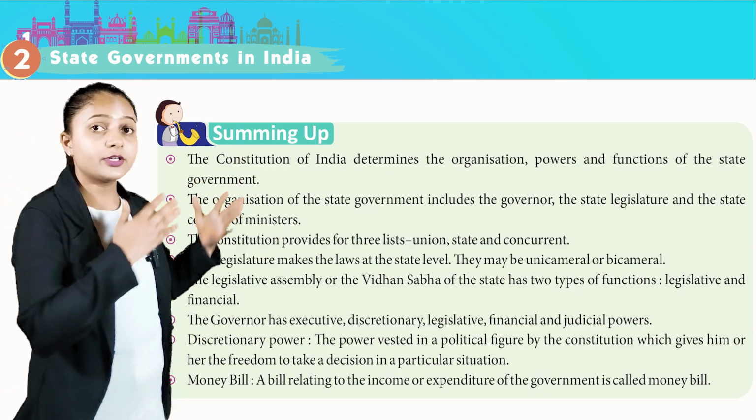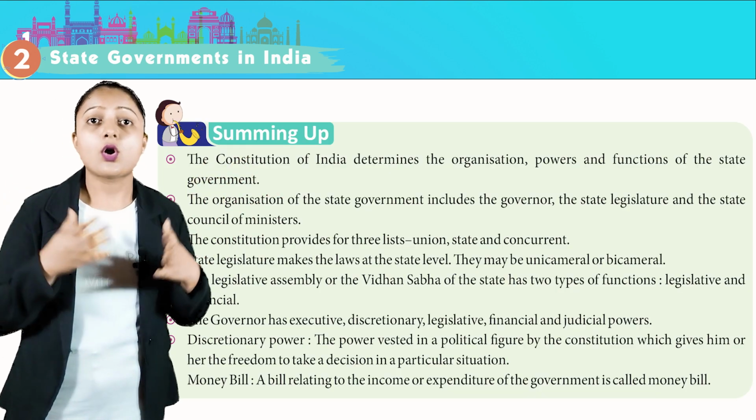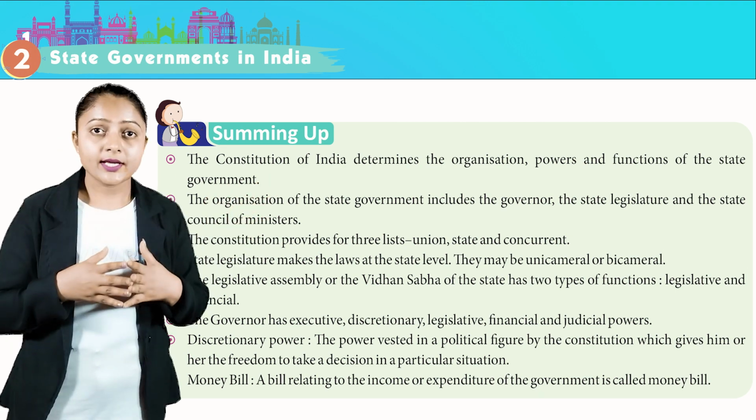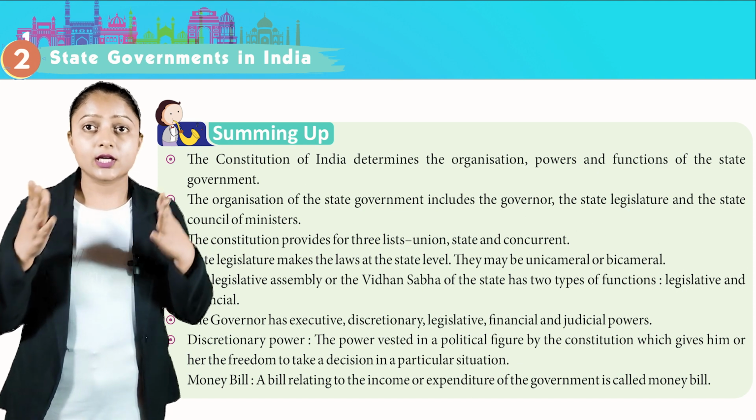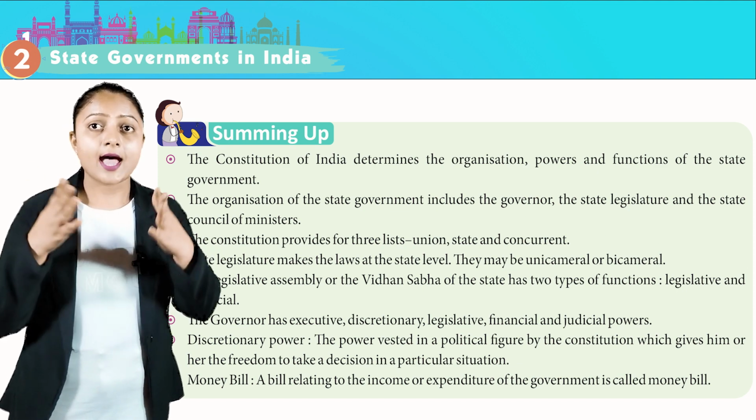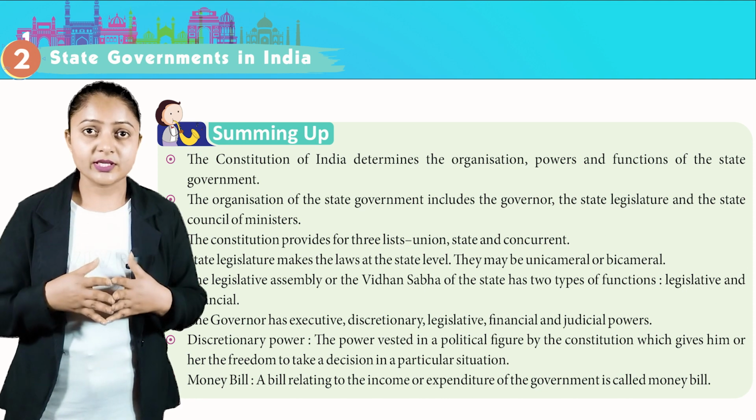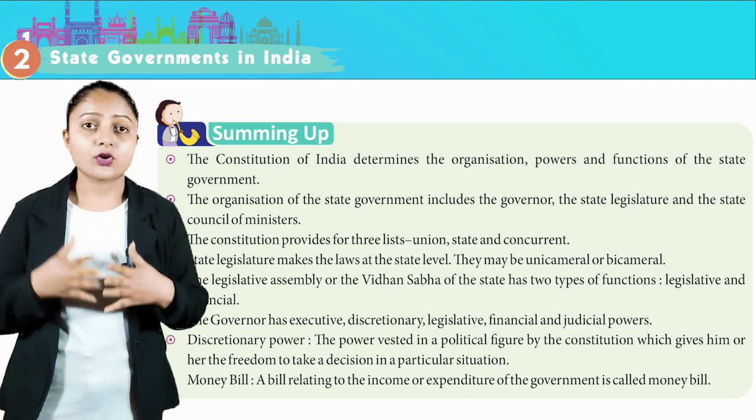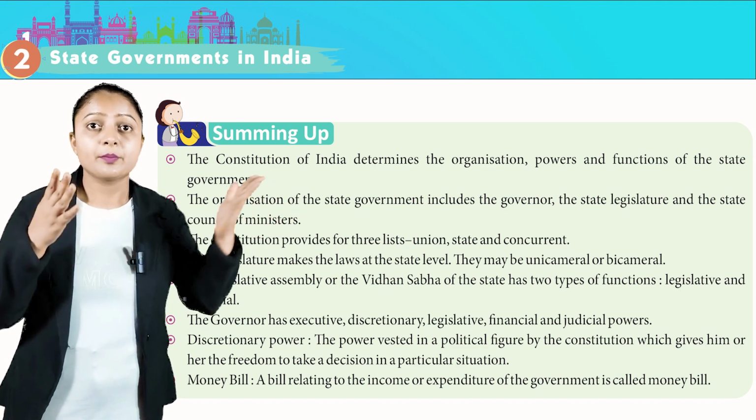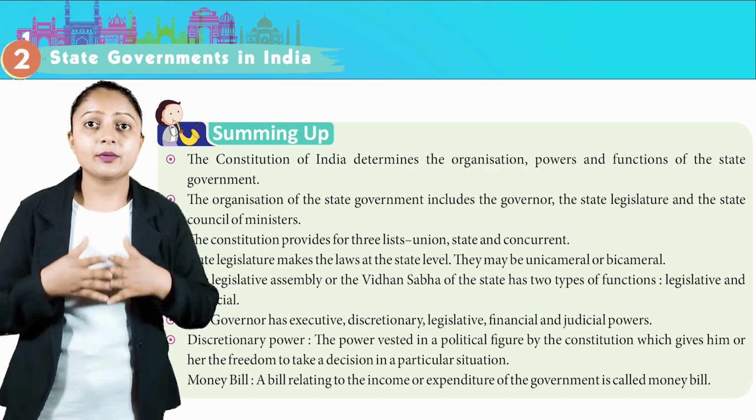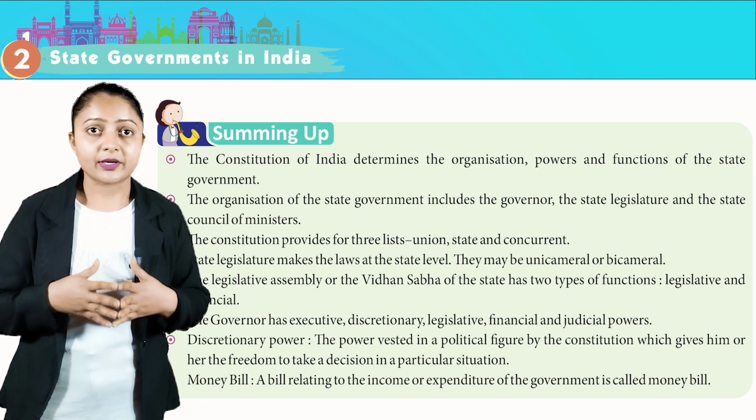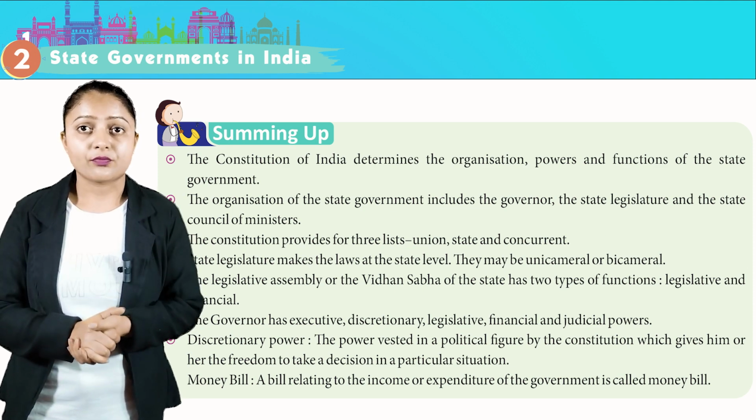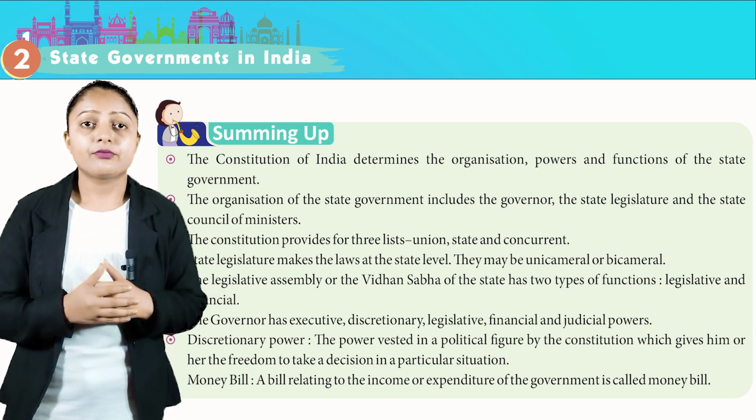Summing up, the Constitution of India determines the organization, powers and functions of the state government. The organization of the state government includes the governor, the state legislature, and the state council of ministers. The Constitution provides for three lists: union, state, and concurrent. State legislative makes the laws at the state level. They may be unicameral or bicameral. The legislative assembly or the Vidhan Sabha of the state has two types of functions: legislative and financial.